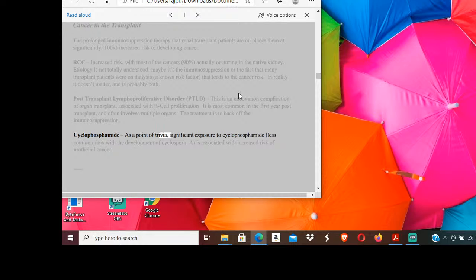Cyclophosphamide is a point of trivia. Significant exposure to cyclophosphamide, less common now with the development of cyclosporin A, is associated with increased risk of urothelial cancer.